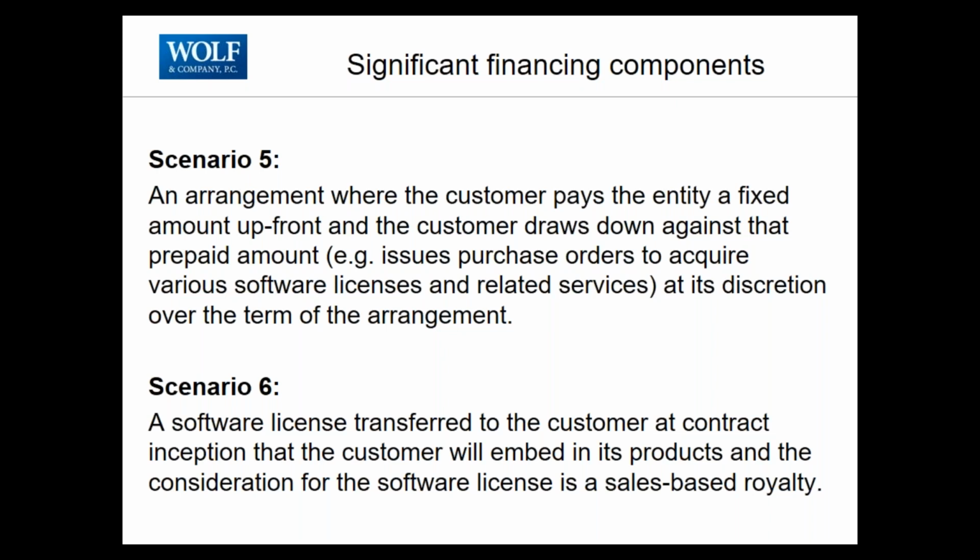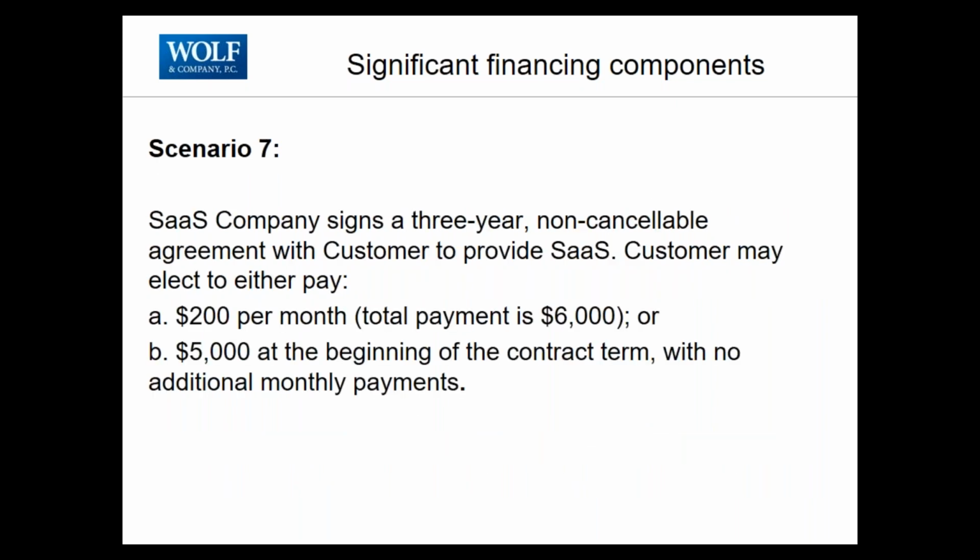So let's contrast that with the second scenario where the software license is transferred to the customer at contract inception, and the customer will embed it in its products, and the consideration for the software license is a sales-based royalty. So in this scenario, the consideration is variable and it's outside the control of the customer or the entity. So this is also not considered a financing component. So now we're going to look at an example of a financing component. Scenario 7.